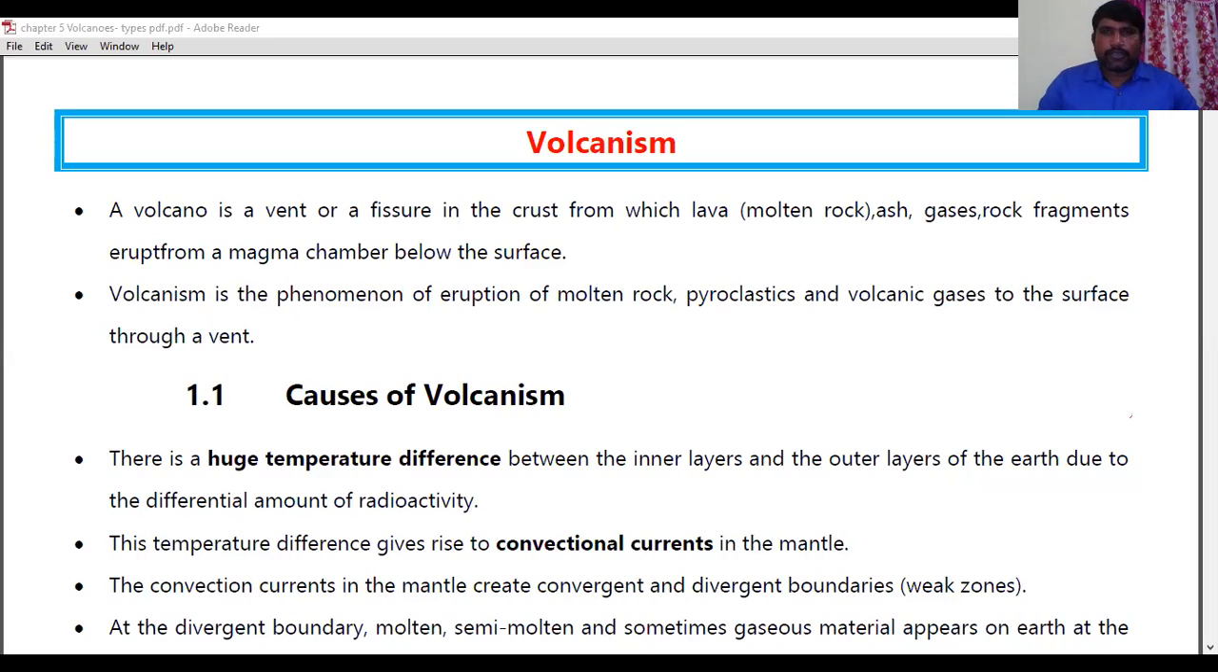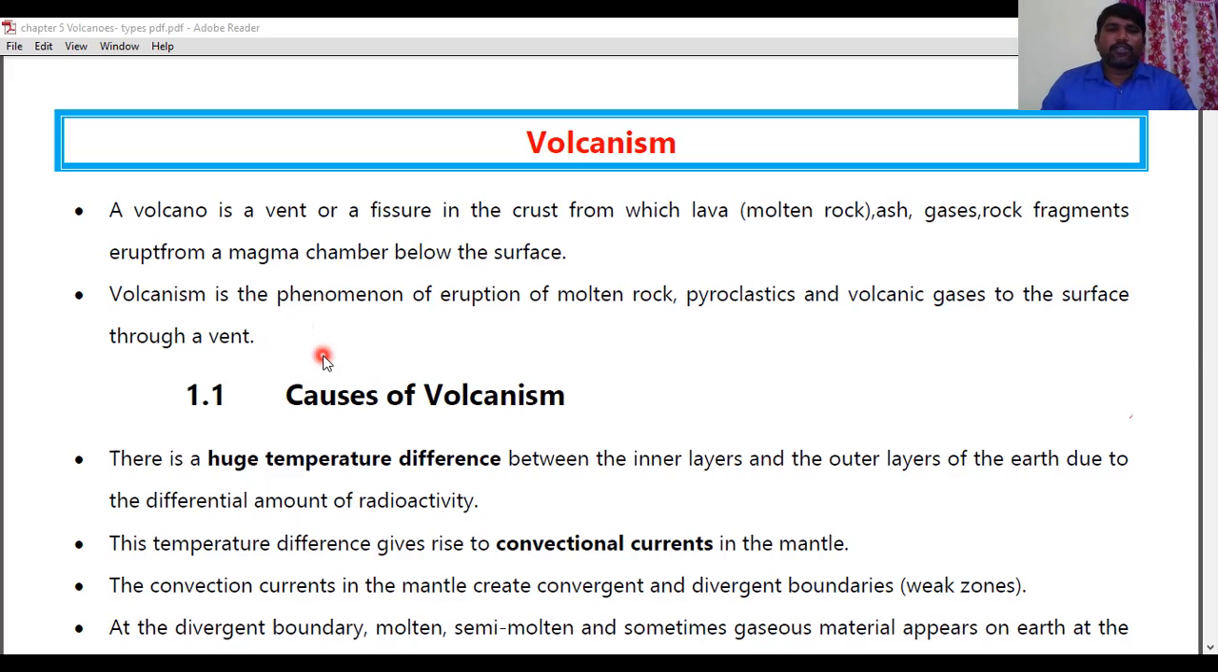Now, let us start with the definition of volcanoes. A volcano is a vent or a fissure in the crust from which molten rock material or lava, ash, gases, rock fragments erupt from a magma chamber below the surface. It is called a volcano. Volcanism is the phenomenon of eruption of molten rock, pyroclasts, volcanic gases onto the surface through a vent.